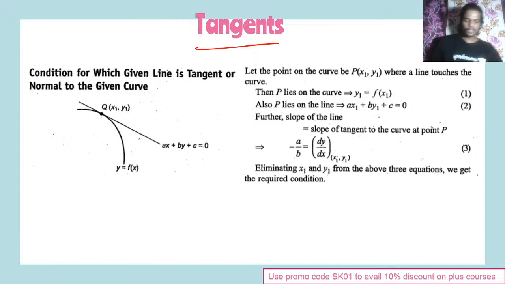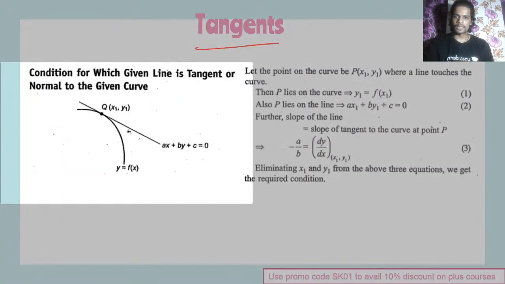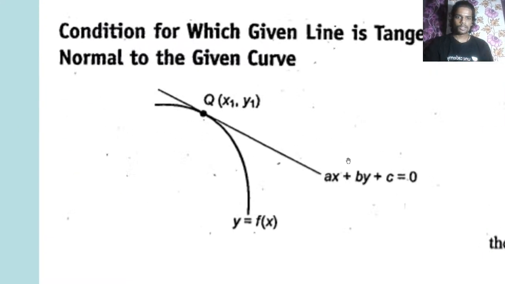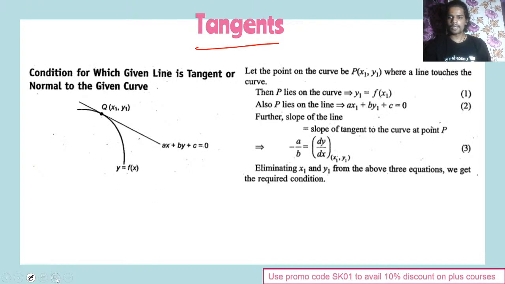Okay, so this is a line. You have to understand that we just have to check whether a line is tangent or normal to a given curve or not. So basically, this is a line, and we want to check whether this line is actually a tangent or a normal to this curve or not. Okay, so how do we check that?